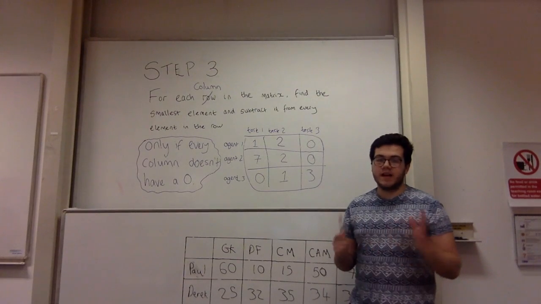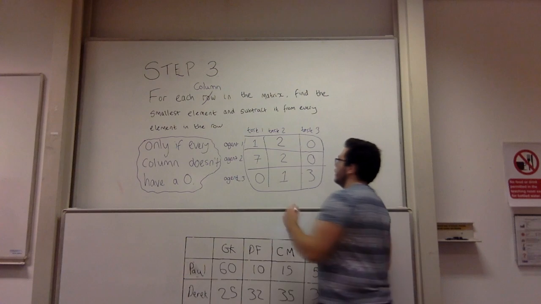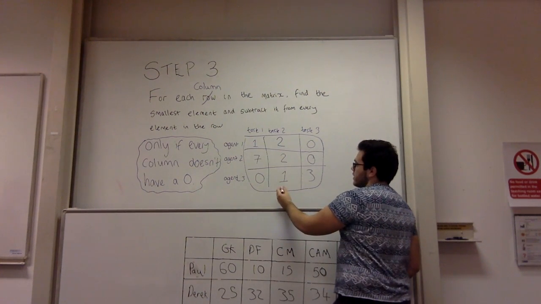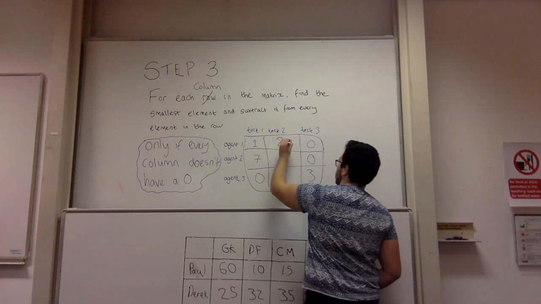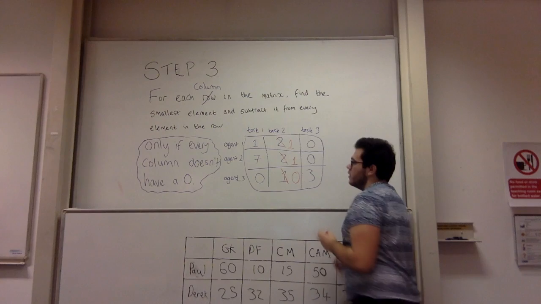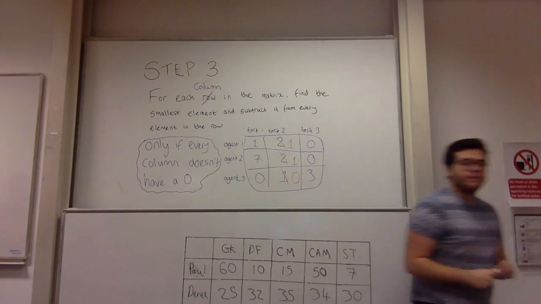The third step to the algorithm is exactly the same as the last, but you do it for each column and only if every column doesn't have a 0. So the minimum of this column is 0, so we don't need to worry. But the minimum of this column is 1, so we need to subtract 1 from each element. Here we have zeros in this column as well. So this step also ensures not only the rows have zeros, but also all the columns.